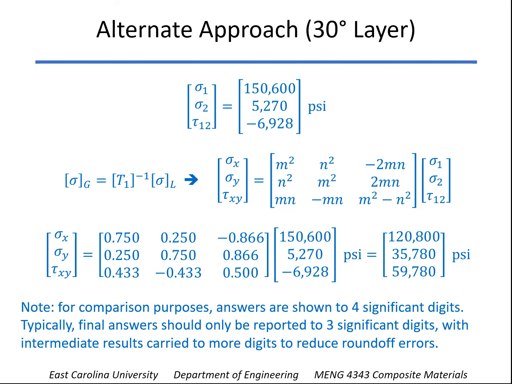And by the way, in the reading this week, there's something about making sure that you use the proper number of significant digits. Now I've shown 4 here because we want to be able to compare the two approaches, but normally you want to carry intermediate results to a lot more digits and get your final answers down to 3 significant digits.